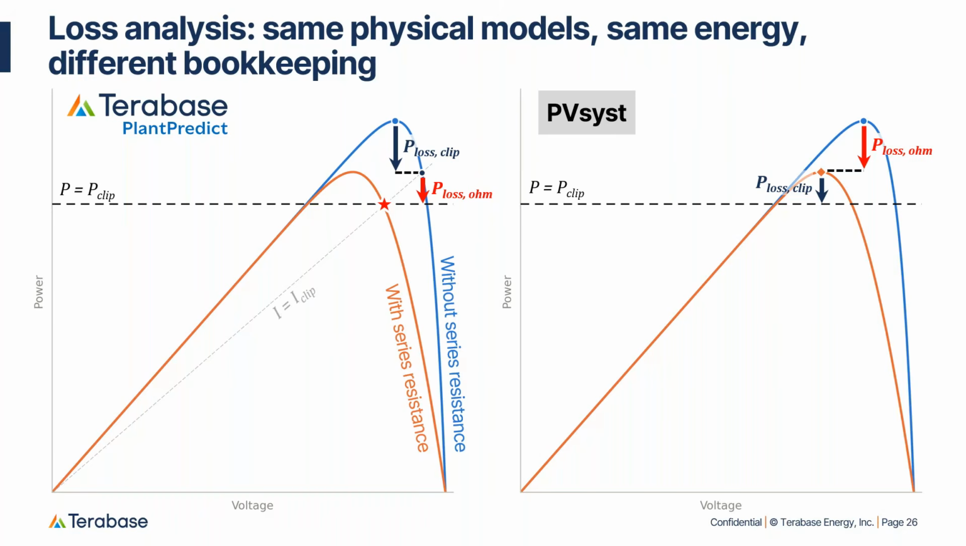So on the left here, in both cases, what I've plotted is the same power voltage curves. In blue without the series resistance, in orange with the series resistance. And we'll start with PVsyst on the right.